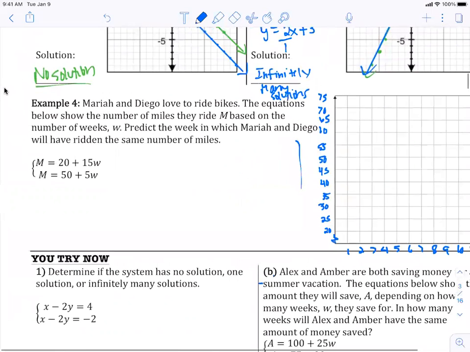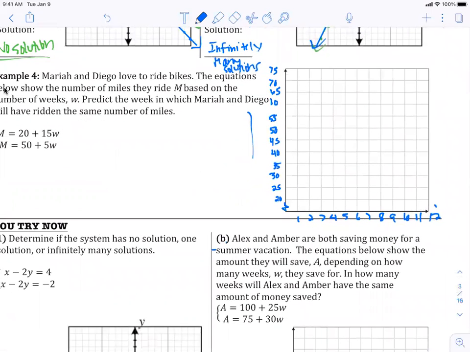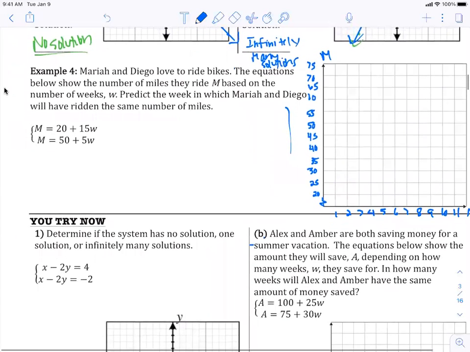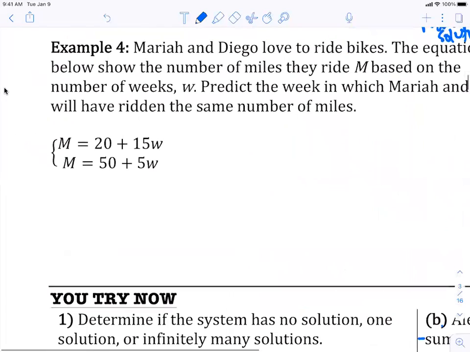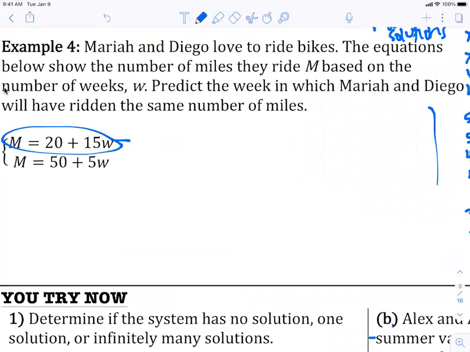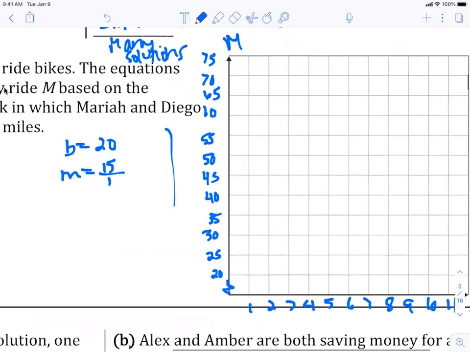Now, both of these lines, I actually really like how they're starting. So instead of x and y, we're going to be dealing with w and our m-axis. But both of these, we have y essentially solved for. So we can actually graph both of these right now. So I'm going to do my first line in blue. This one tells me that my b, or my y-intercept, is going to be at 20. And my slope is going to be rise 15, run 1.